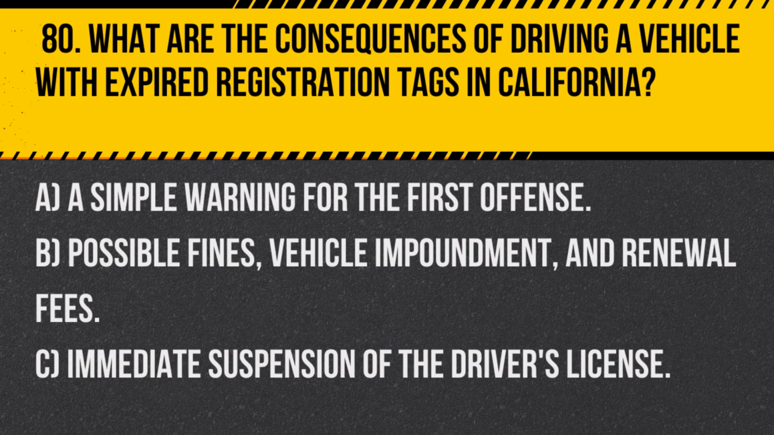Question 80. What are the consequences of driving a vehicle with expired registration tags in California? A. A simple warning for the first offense. B. Possible fines, vehicle impoundment, and renewal fees. C. Immediate suspension of the driver's license.